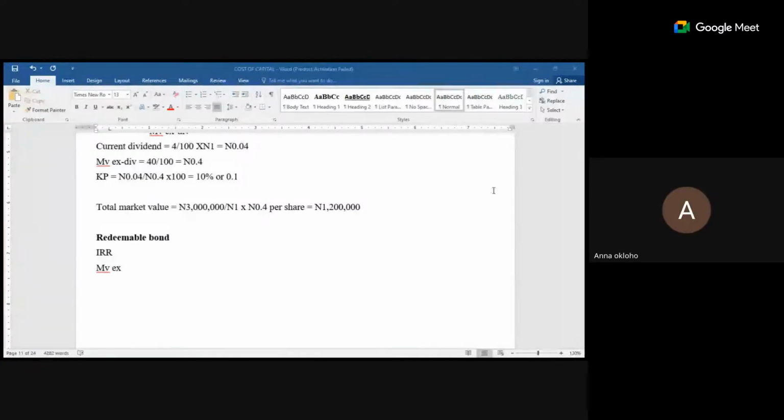Yes, sir. So what are the ingredients? Please, what are the ingredients? You said the market value ex interest, I said okay. Market value ex interest. After that, what do we have again? Then tax relief, number of years.